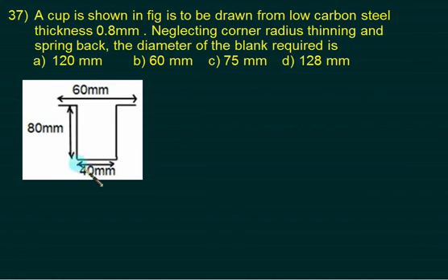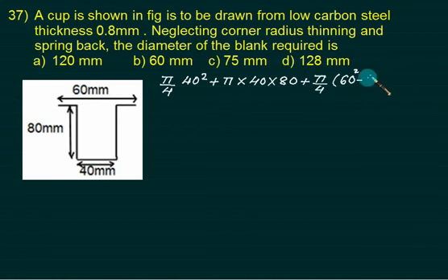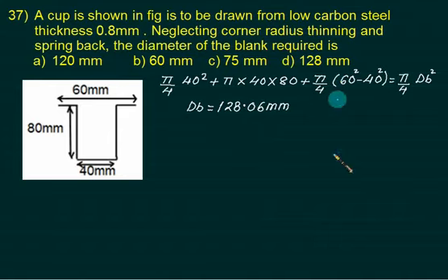So this part consists of one bottom area. The bottom area will be equal to pi by 4 into 40 square, plus the circumferential area, which is pi d h, pi into 40 into h, where h is 80, plus this hollow disc. The hollow disc has an outer diameter of 60 and an inner diameter of 40, so pi by 4 times 60 square minus 40 square. This must equal the area of the blank, that is pi by 4 into db square. Again solve this for the blank diameter. You should get 128.06. Choice D is correct.